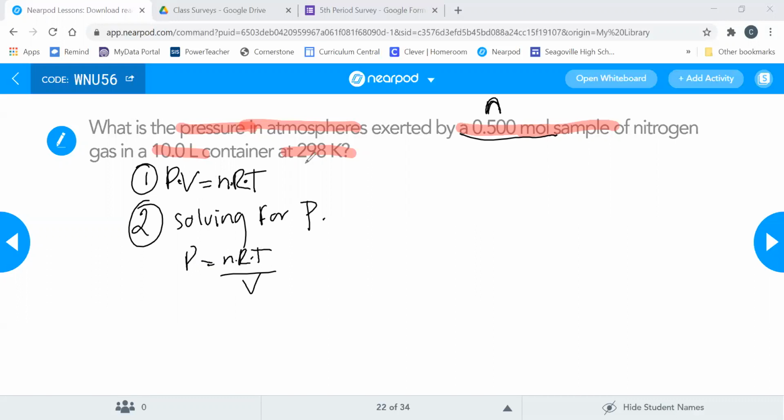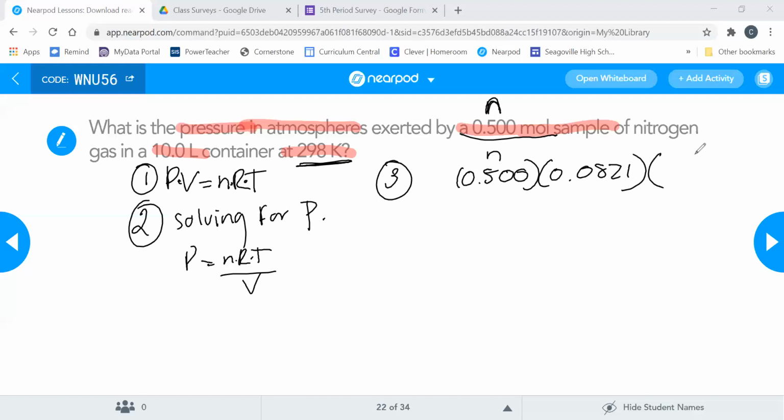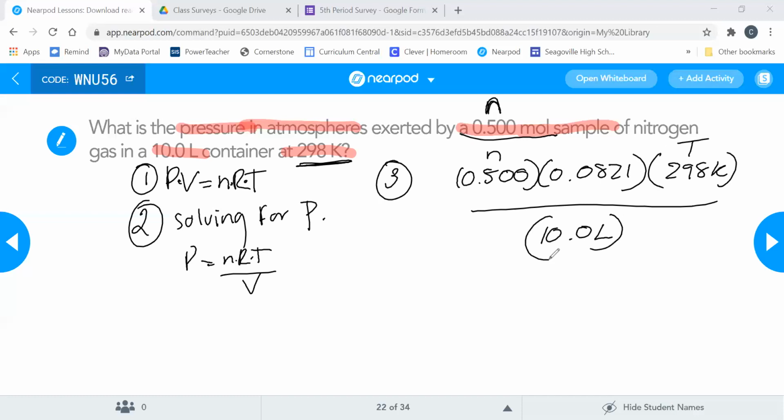Notice that the temperature is in Kelvin, so we don't have to change it. So I'm gonna do 0.500. Know that that's n. R is gonna be 0.0821. That's our constant. Temperature is gonna be 298. Know that that's Kelvin, temperature, and then volume. Know that volume is in liters. And then all I have to do is multiply these numbers and then divide by the 10.